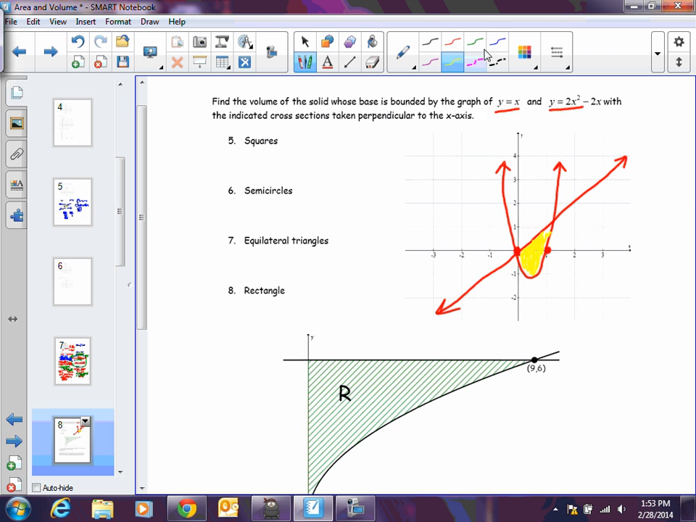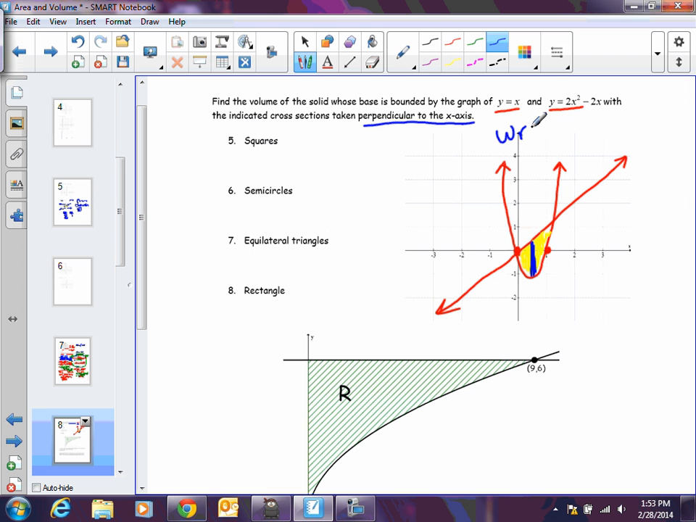Okay. So it says the indicated cross sections are taken perpendicular to the x-axis. So the x-axis is right here. Perpendicular then would be this way. So we need to figure out, how long is the slice? Now, I could figure it out right here, but remember the slice is moving all the way from the left to the right. So this one's different than the one we did yesterday, because we did horizontal slices yesterday. Today, this is a vertical slice.